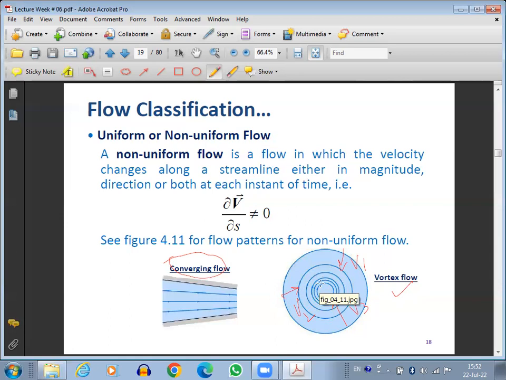Why? Because the magnitude is the same, but the direction is changing. It's a circular path. So if the direction is changing, then the velocity is also changing. The magnitude might be the same, but the velocity direction is changing, and that also changes the velocity, because velocity is a vector quantity. It's composed of two things, not just the magnitude; direction is also there. So do you understand the flow classification? Uniform and non-uniform flow deals with the variation of velocity in space.